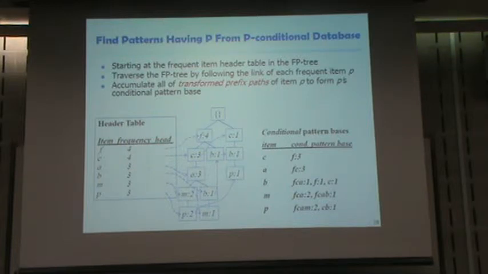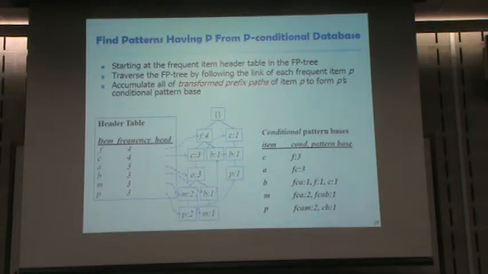Similarly, for M conditional pattern base, FCA. How many? 2 of them, FCA, and M is another one here. So FCAB is 1. So similarly, B is connected. You can go to here. How many?